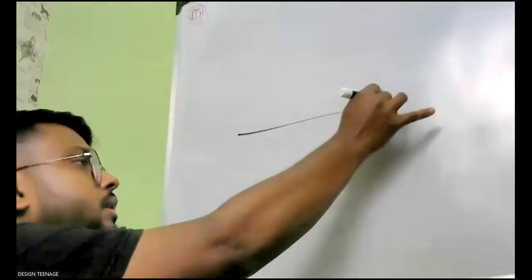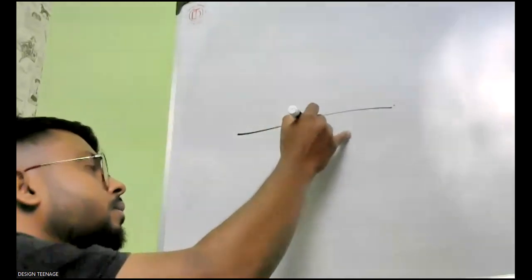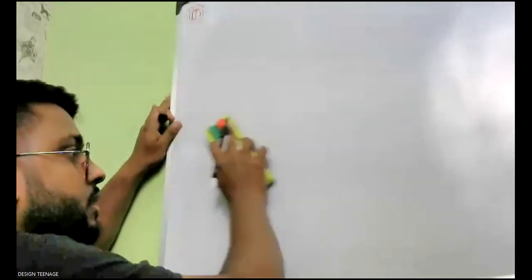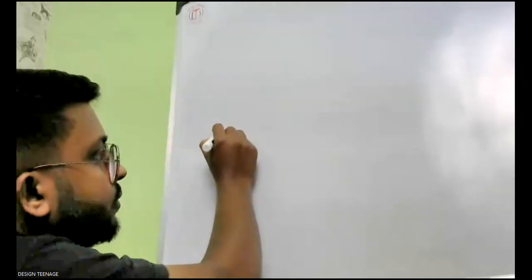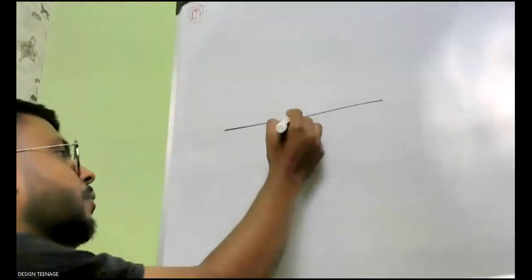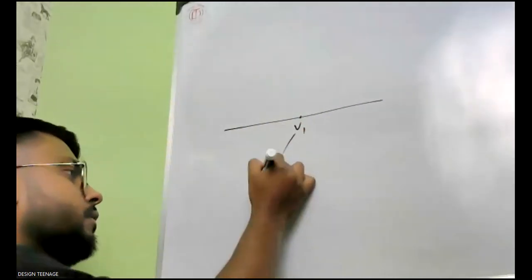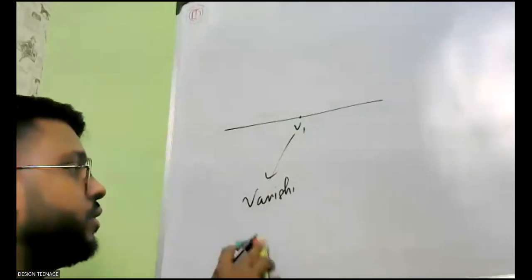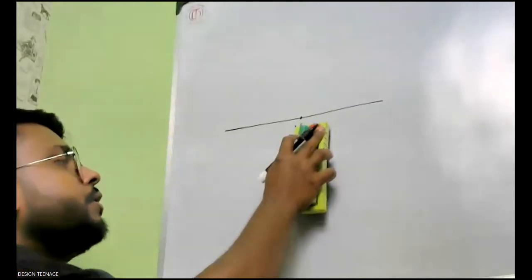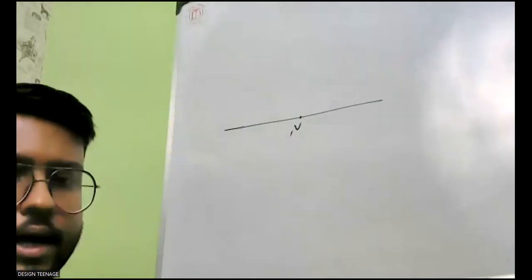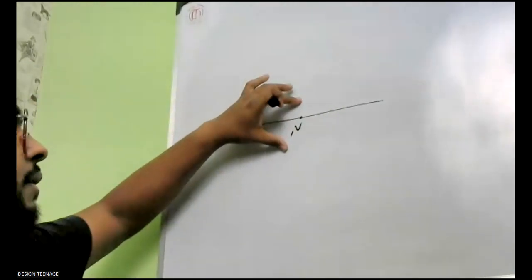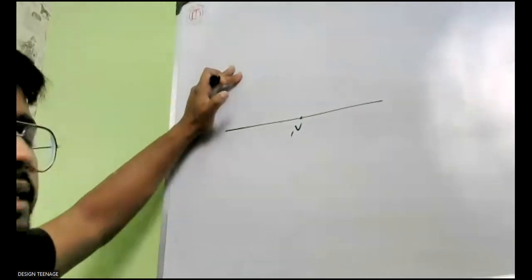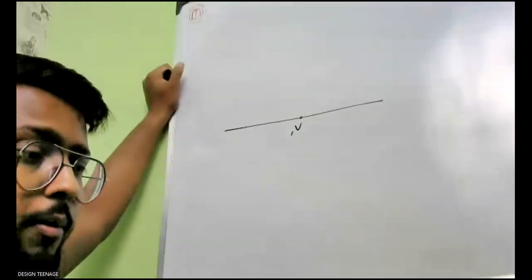In 1 point perspective, there is only one vanishing point. Let me make the lines. There is a point like this known as V1. This is the vanishing point. V1 is the vanishing point that you have. The basic concept about 1 point perspective is that when you look at it, everything originates from this one particular point.